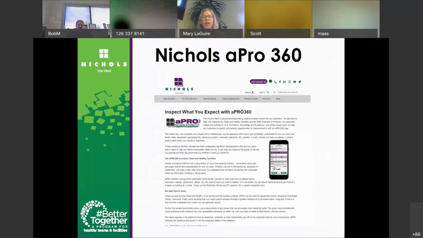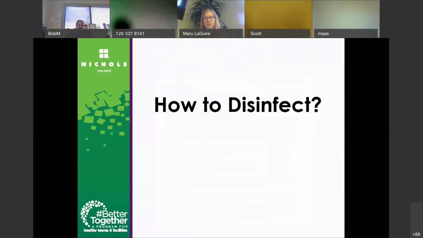One thing I wanted to point out is Nichols has an app called aPro 360, which is really a tool for documentation. And it's free to Nichols customers. You program it to the different areas that you want checked off. You can incorporate pictures if you want a picture taken of the area. And it's just a way, again, to document everything that is being cleaned. If by chance there was ever an outbreak, you can go back and see that these areas are being cleaned.